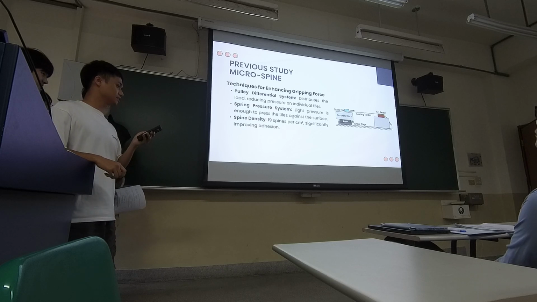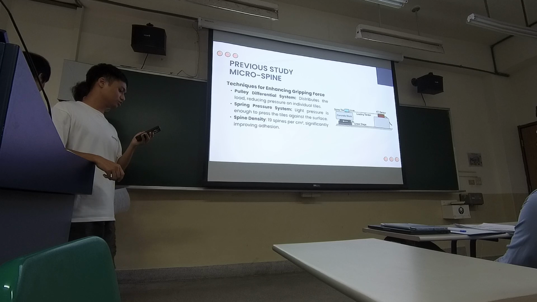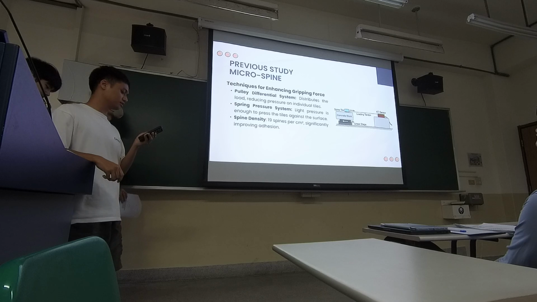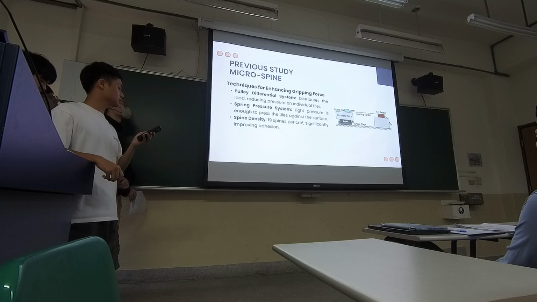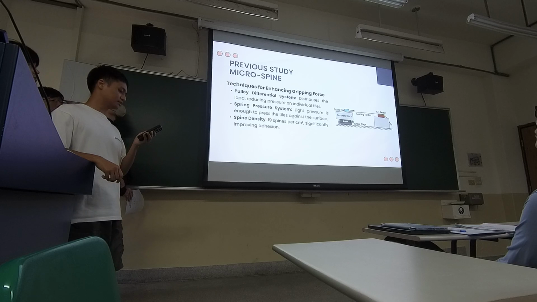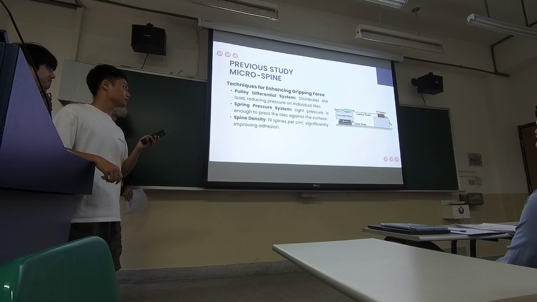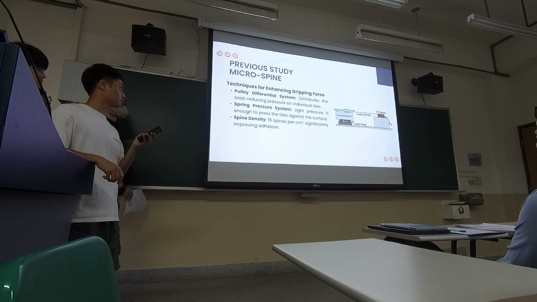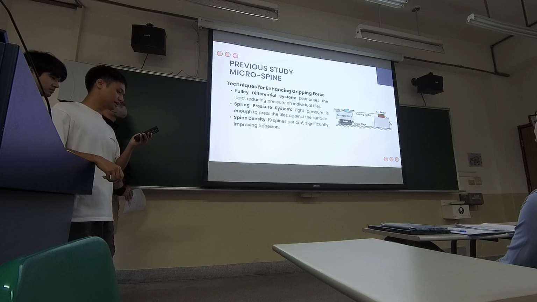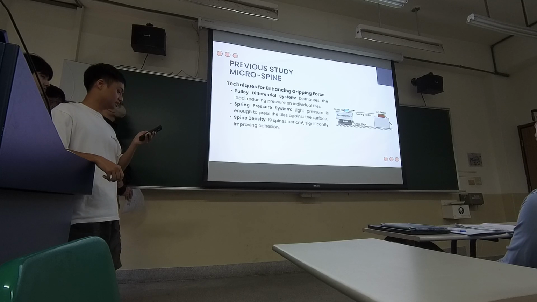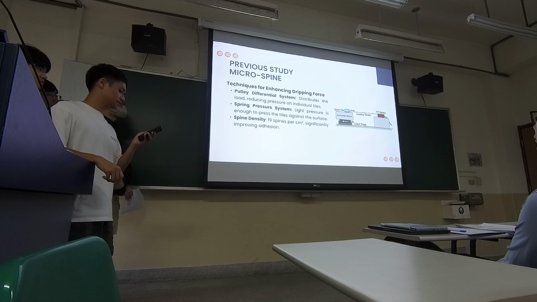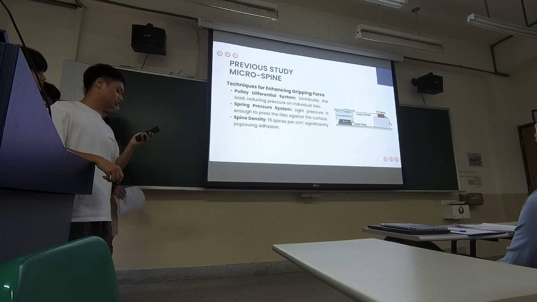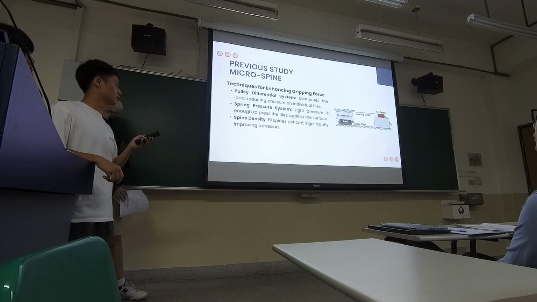Several innovative techniques are used to enhance gripping force. The pulley differential system distributes the load evenly among the tails, ensuring no single tail is under excessive pressure. The spring mechanism allows the tail to engage with the surface using minimum pressure, reducing the energy required for each grip. Additionally, the high spine density of 19 spines per square centimeter significantly boosts adhesion, ensuring a firm grip even on rough or uneven surfaces.